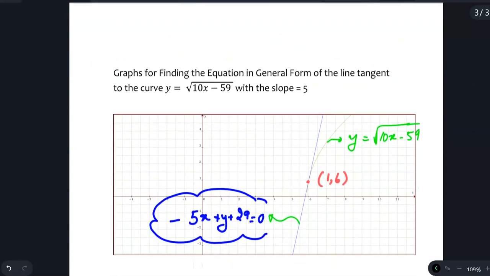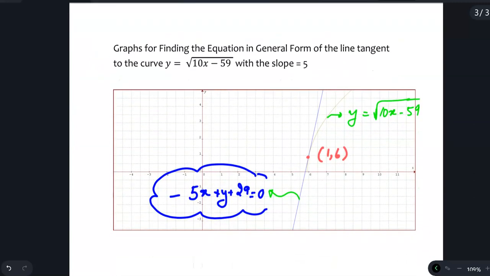After I have found the solution, I can demonstrate it by showing you this line tangent to this curve at point 1, 6. It touches the curve at only one point, and the equation for this line is minus 5x plus y plus 29 equal to 0. All right, thank you.